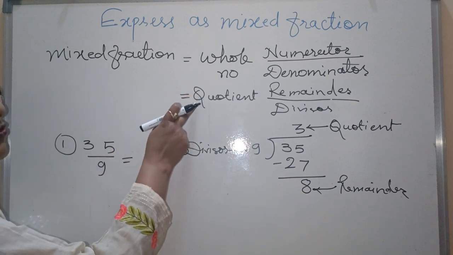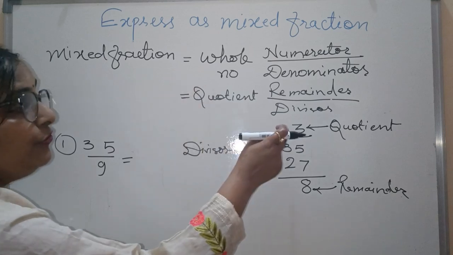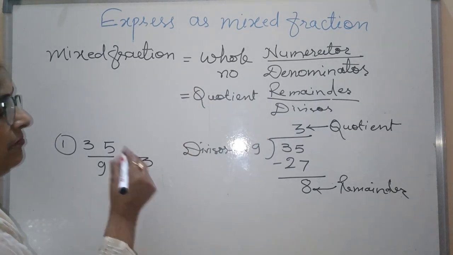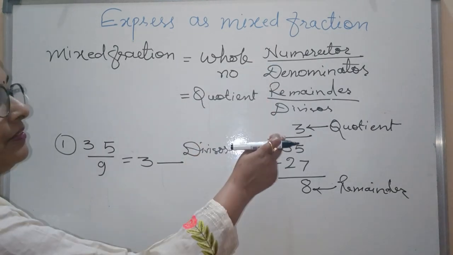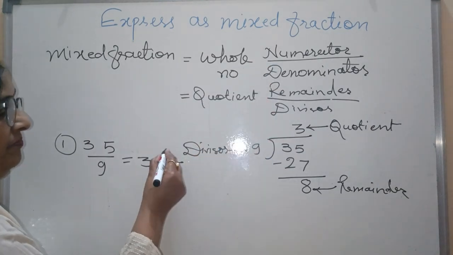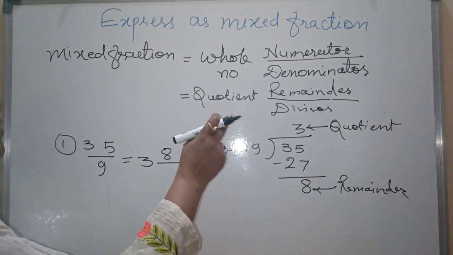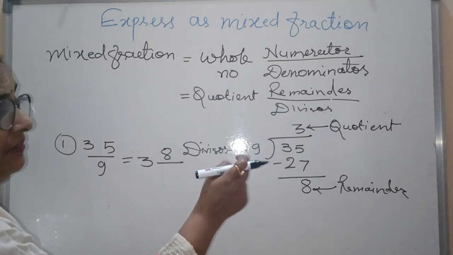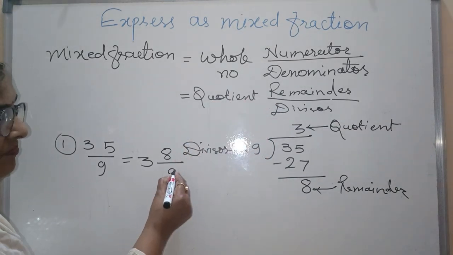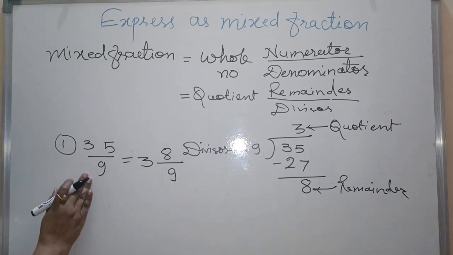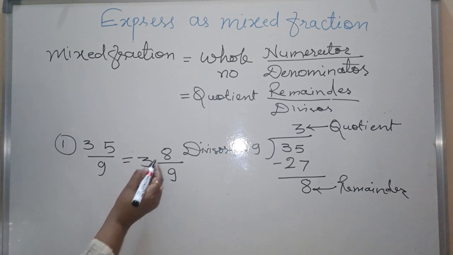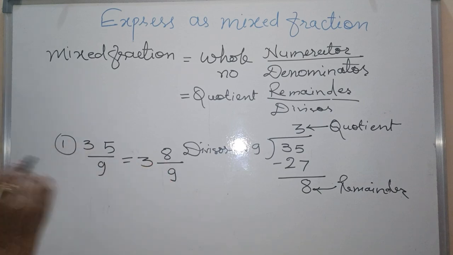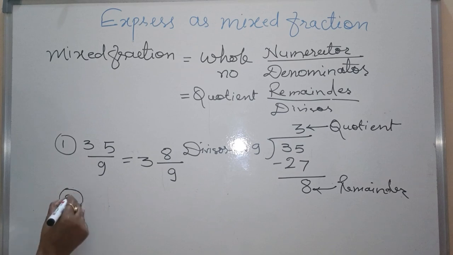How is it? First you are writing here quotient. What is your quotient? 3. What you are going to write in remainder? 8. What you are going to write in divisor? 9. So this improper fraction 35 by 9 will change into mixed fraction 3 8 by 9. Again one more example I am taking here.